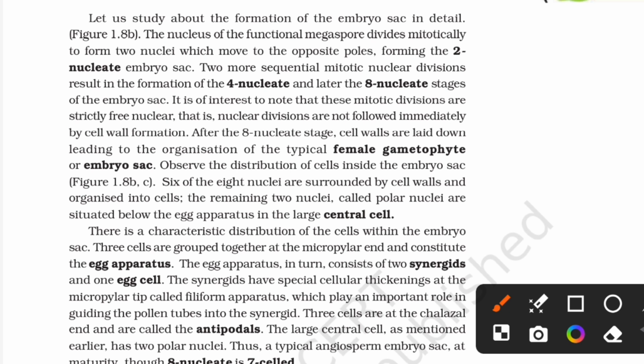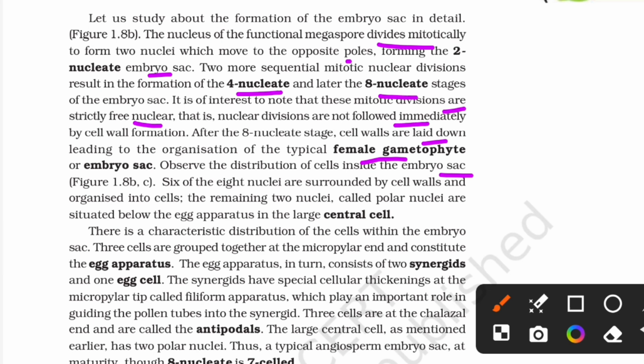The nucleus of the functional megaspore divides mitotically to form two nuclei which move to opposite poles, forming the two nucleate embryo sac. Two more sequential mitotic nuclear divisions result in the formation of the 4 nucleate and later the 8 nucleate stage of the embryo sac. It is interesting to note that these divisions are strictly free nuclear, that is, nuclear divisions are not followed immediately by cell wall formation. After the 8 nucleate stage, cell walls are laid down, leading to the organization of the typical female gametophyte or embryo sac.